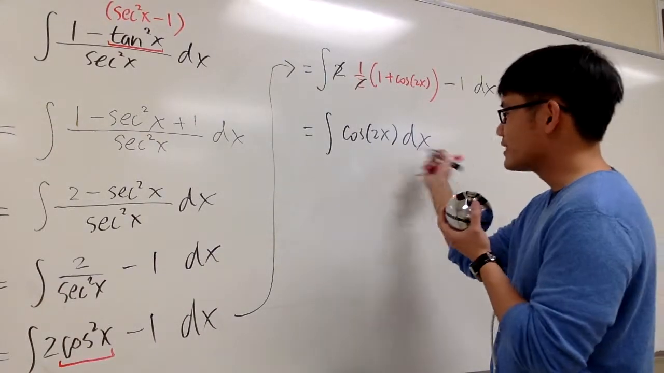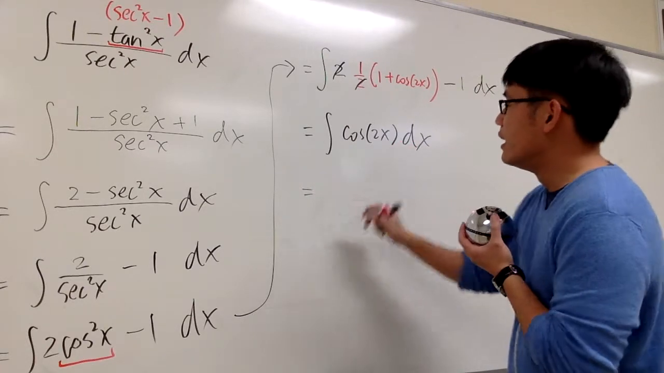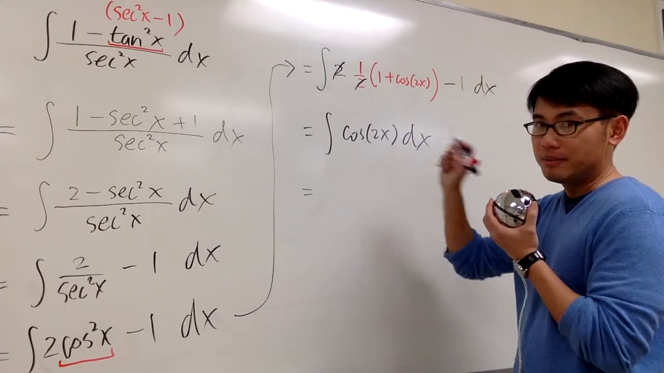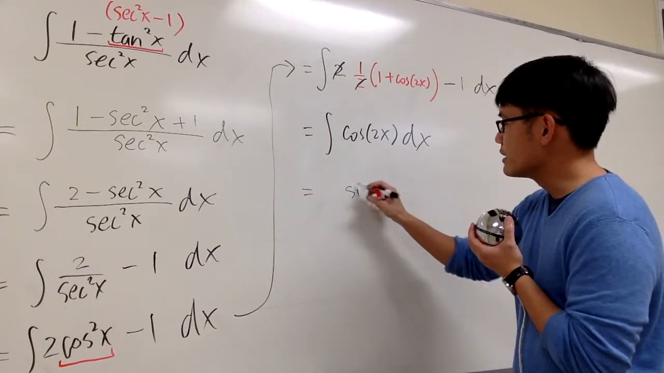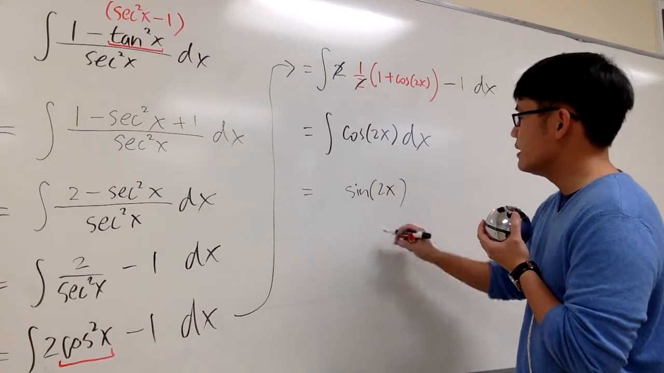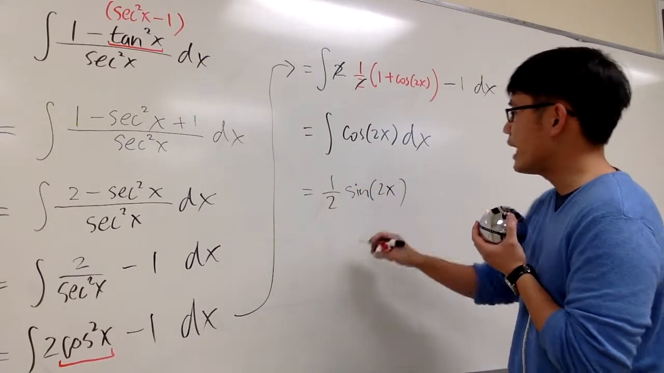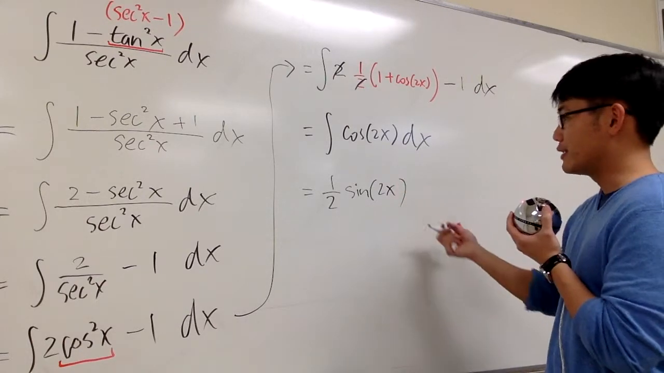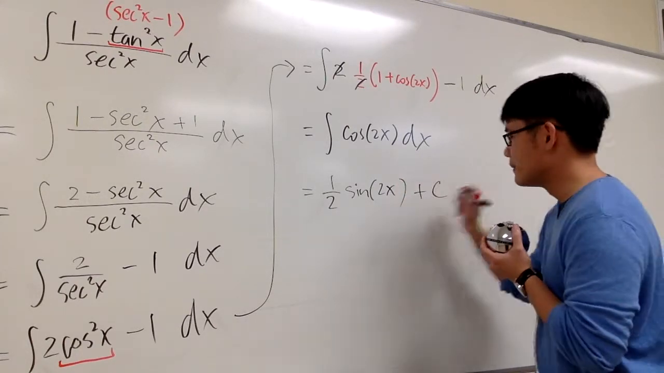And then we can, of course, integrate this easily. The integral of cosine is positive sine, so the sine of 2x, and then we divide by the number, so we have 1/2 sine of 2x. And guess what? This is it. So we put a plus C. That's it.